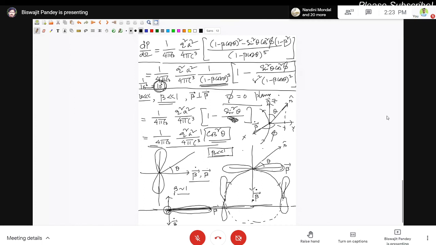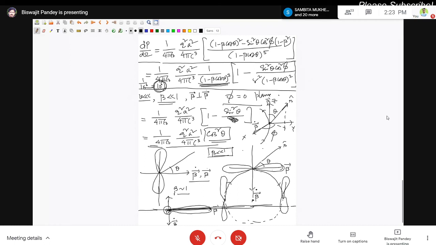So in the forward direction it will be amplified and in the backward direction it will be reduced or shrunk. The size of the radiation lobe will be smaller in the backward direction because of this dependence on theta, simply because of the 1 minus beta cos theta.